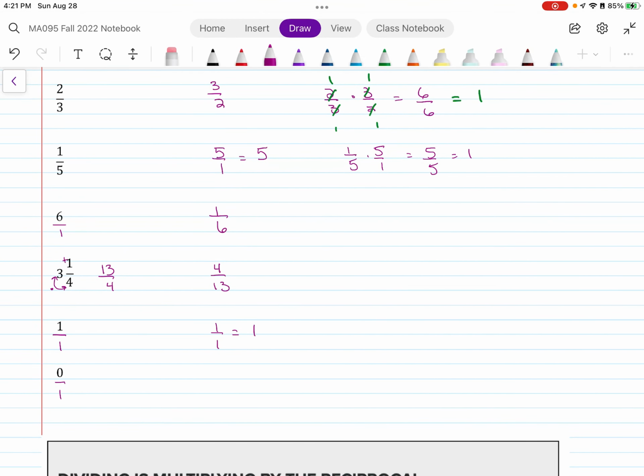0 is over 1 as well. So when you flip it over, you get 1/0. And this is undefined, because you cannot divide by 0, right? So the reciprocal of 0/1 is undefined, or does not exist. In the Lumen homework, the answer that is keyed in for you to say it's undefined is DNE, does not exist.